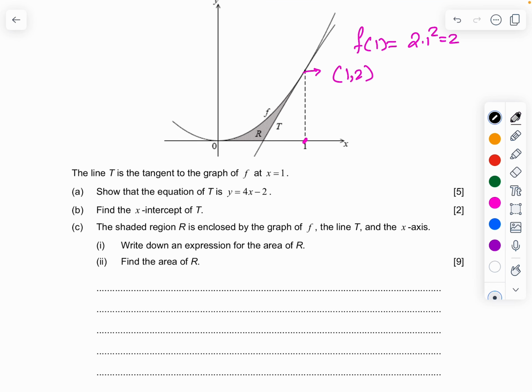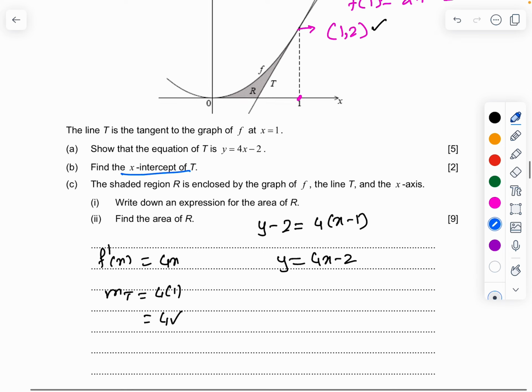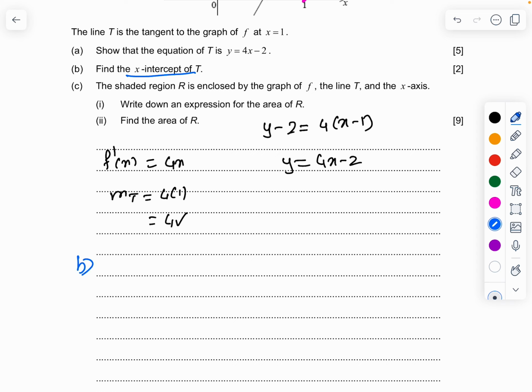Now I need to find f prime x. f prime x equals 4x. So the slope of the tangent will be 4 times 1, which is 4. So I know the slope, I know the point. I can find the equation of the tangent. y minus y1 equals m times x minus x1, which gives me y equals 4x minus 2. Now I want to know the x-intercept. X-intercept means y should equal 0. So 4x minus 2 equals 0, so x equals 1 upon 2.